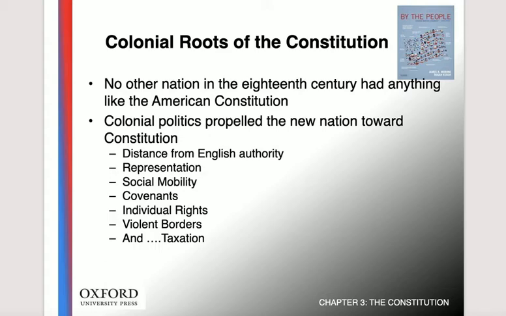The colonial politics had propelled the new nation towards the Constitution because of several reasons. The distance from the English authority, so the monarchy in England was ruling everything in the United States, but they had no idea what was happening on the ground. They didn't have representation. Everything was decided by Parliament and the monarchy in England. And they had more social mobility in America than they did in England. They had started making covenants and promises amongst themselves. They had given themselves individual rights. They had violent borders. And of course, then taxation came along.